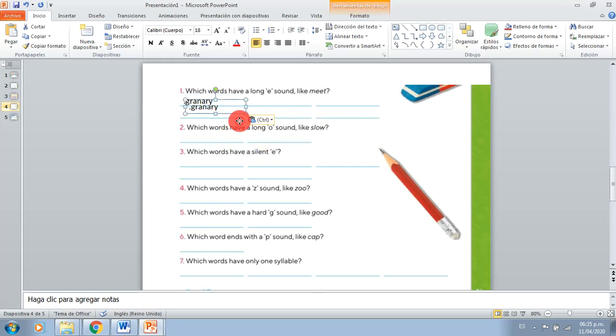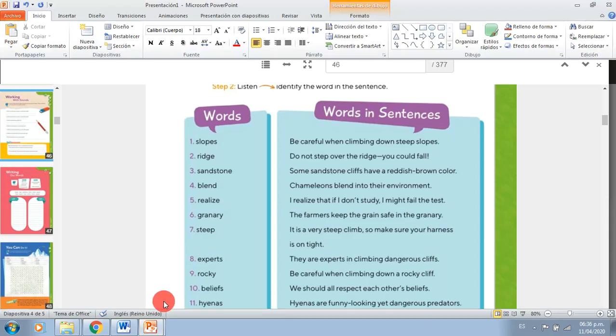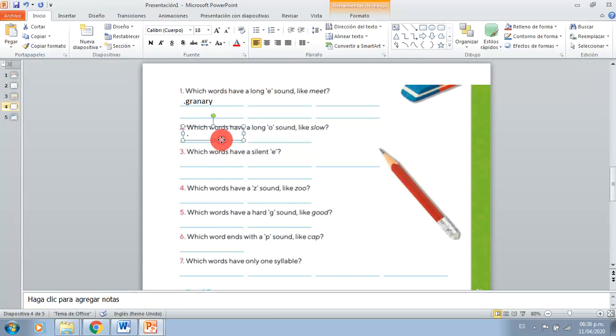Number 2. Which words have a long sound like slow? Let's see. Sandstone. So this is a long O sound. So you write over there, sandstone. I'm not going to give you that one because it's only two.